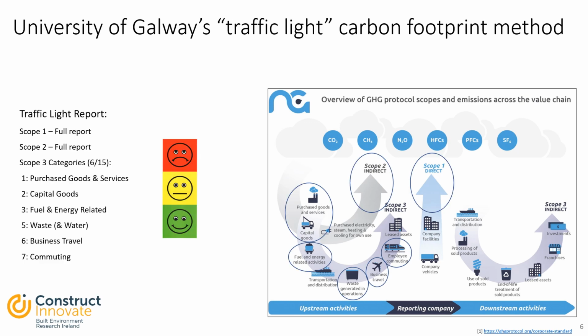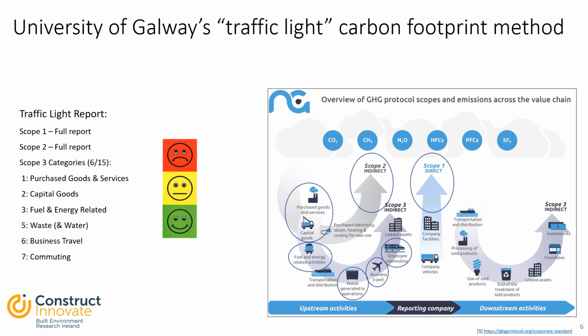The traffic light carbon footprint method has been utilised by the University of Galway in order to gain a high level understanding of where the hotspots are within the university in terms of greenhouse gas emissions. The traffic light method encourages organisations to select the Scope 3 categories which will likely have significant activity data associated with it. This varies depending on the type of organisation.